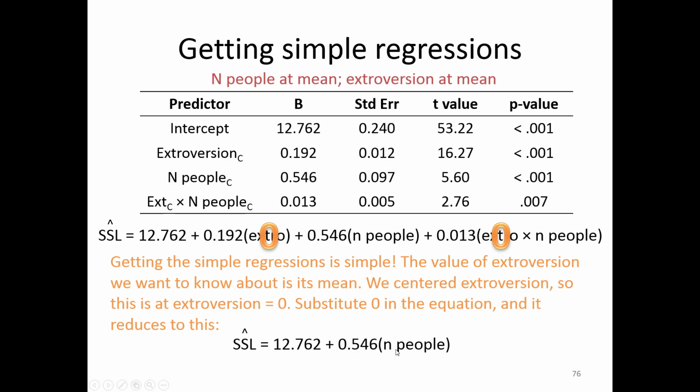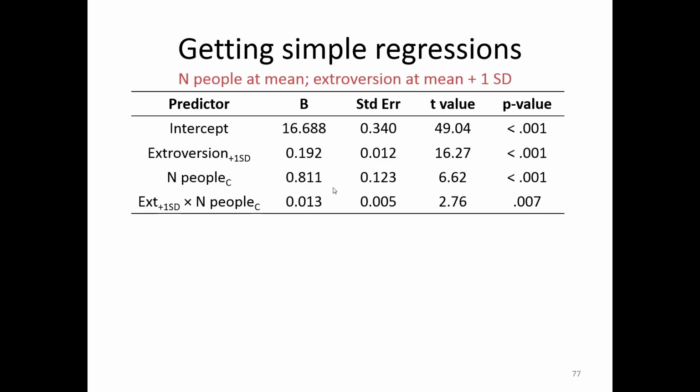So this becomes our simple regression formula for predicting satisfaction with social life from number of people talked to at the mean level of extroversion. Note that we can get this all by just looking at these two coefficients right here when we've centered at the appropriate value for the proximal predictor. Okay, so at the mean in this case.